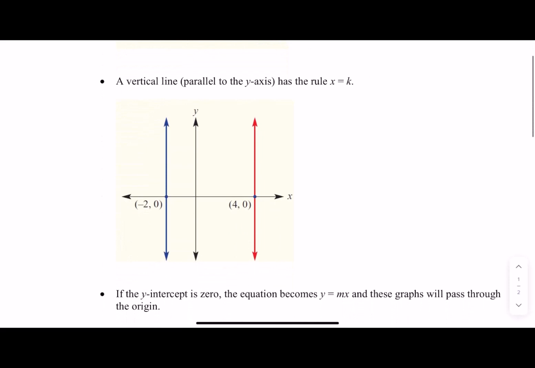And then we have a vertical line that's parallel to the y-axis. And here it has the rule x equals k. So for the exact same reasons, along here, the x value is always 4, and whatever the y value is will be the thing that's changing. But because all the x values are all the same, we say that this line is x equals 4. And this line here would be x equals -2 because the x values are all -2.